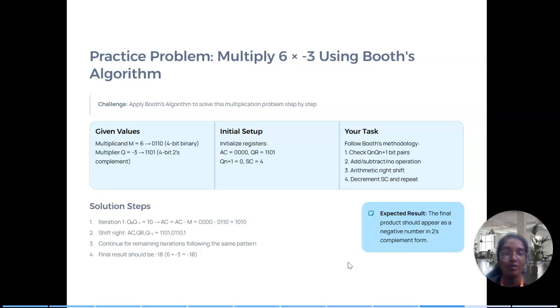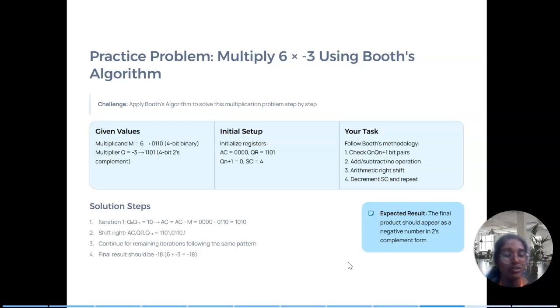Let's see the practice problem. Multiply 6 into minus 3 using Booth's algorithm. We have to apply this algorithm to solve this multiplication problem step by step. First, the given values: the multiplicand is 6. We have to convert that into 4-bit, which is 0110. The multiplier Q is minus 3, which becomes 1101.